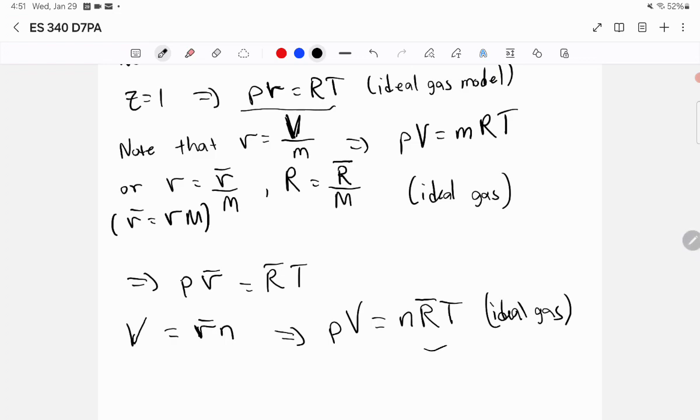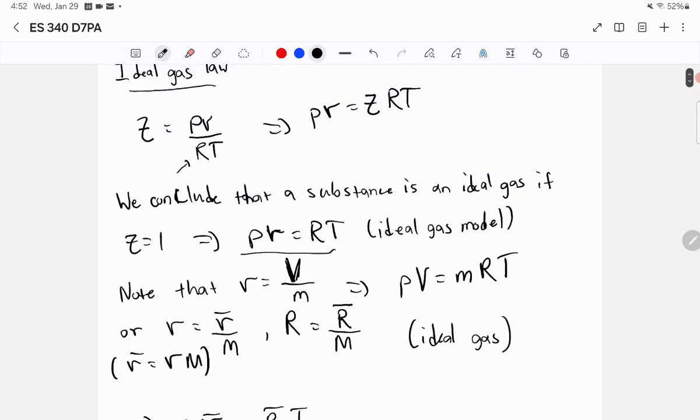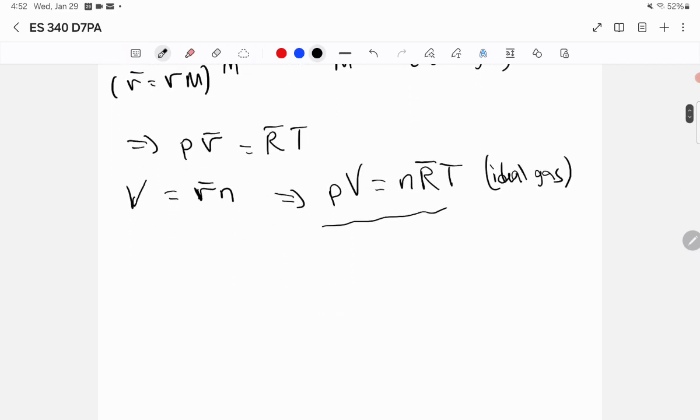We're not going to work with this very often. You can if you want. You can always convert everything, but I think that's going to be more work than it's worth. We're not going to use this formulation a lot, but just note that it's the same exact thing as this formulation. It's just that now you're using R instead of R bar, and you typically in chemistry class used R bar.